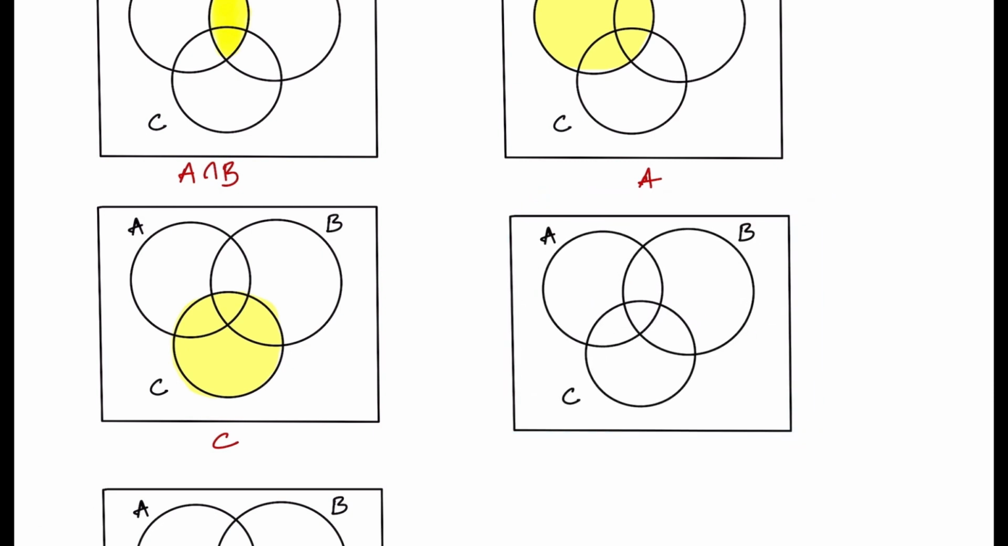We will shade the region for B intersection C. So this is set B, this is set C. The intersection B intersection C is this region. Okay, this is set B, this is set C. So what is the common region? The common region is this region. So that is B intersection C.